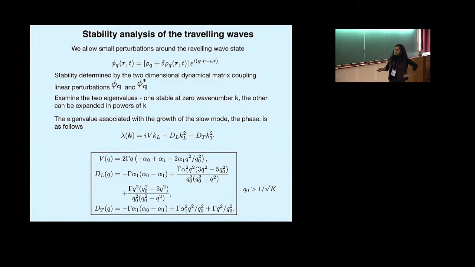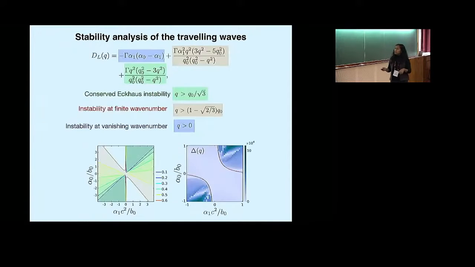Now, if you look at this, you can see that the traveling wave is unstable if either of these diffusion coefficients change sign, and there are three different ways in which the longitudinal part of the diffusion coefficient can change sign. The first is a conserved version of the Eckhaus instability, which appears in systems where there is a pattern formation with a wave number q. So that would occur also if alpha 0, alpha 1 were both 0.